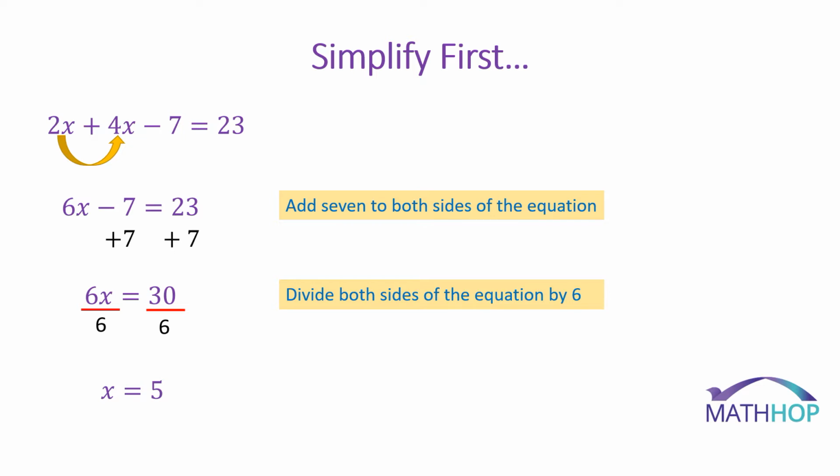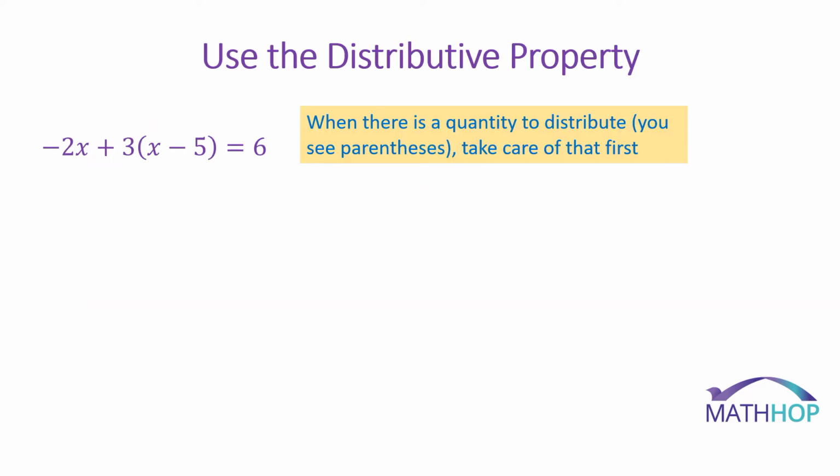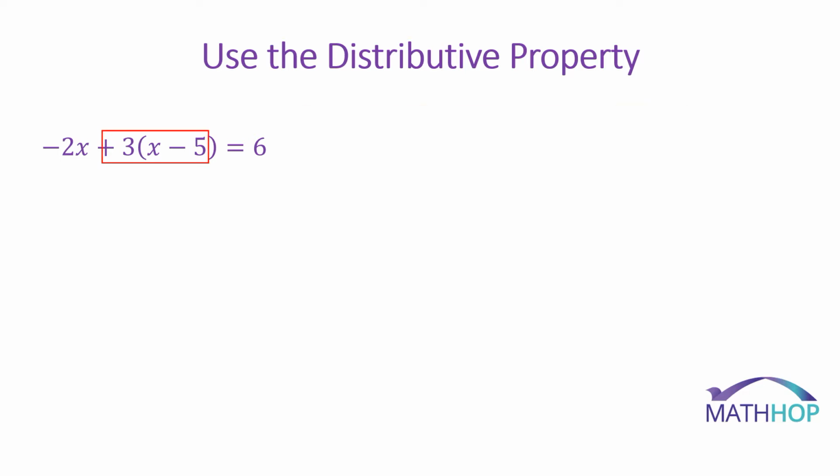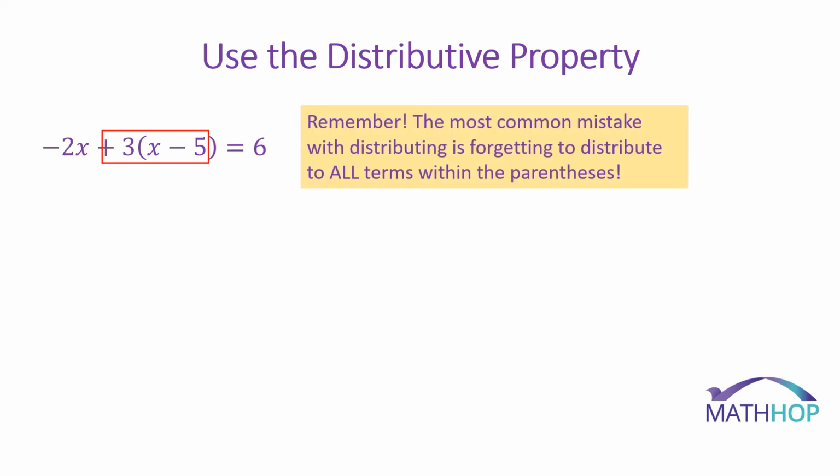Not too bad. All right, let's do one with the distributive property again. So when there is a quantity to distribute, and you will know that there's a quantity to distribute because you see parentheses, you have to take care of that first. So you see this here, this 3 times the quantity x minus 5, you have something being distributed because there are parentheses. Take care of that first. And what's the most common mistake we make when distributing? We forget to distribute to all terms within the parentheses.